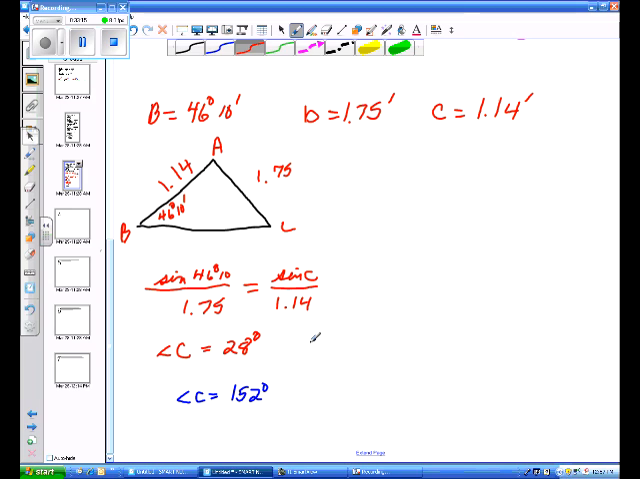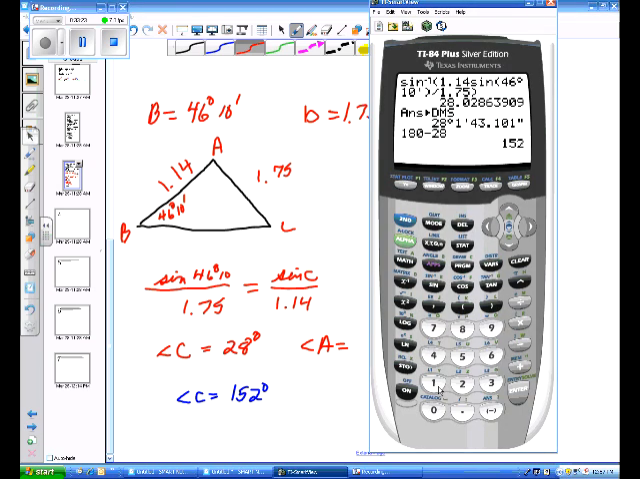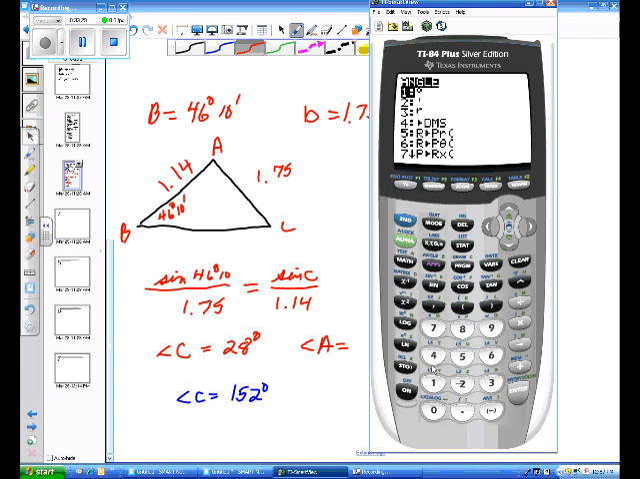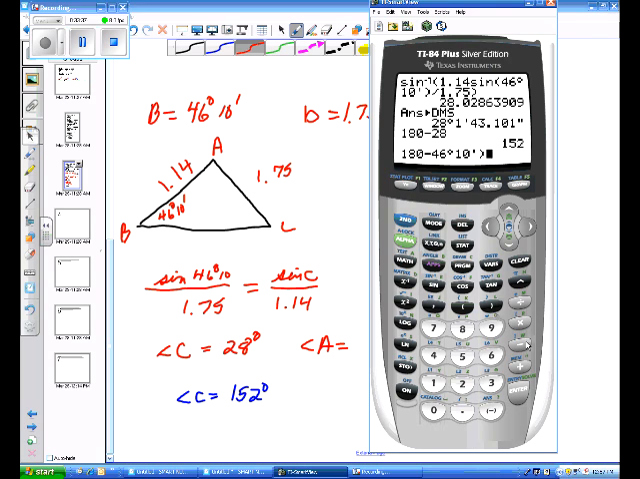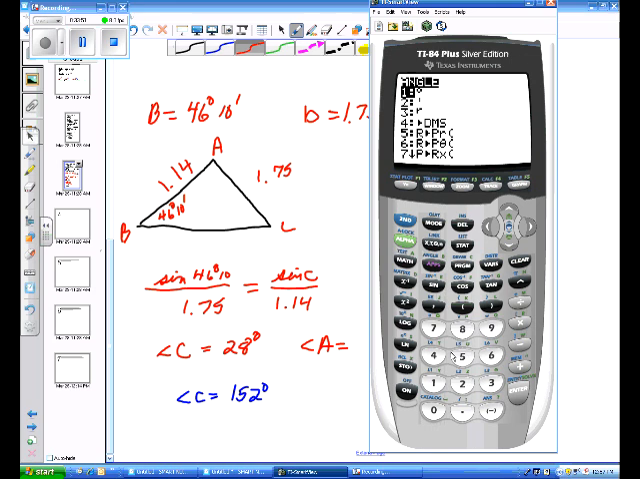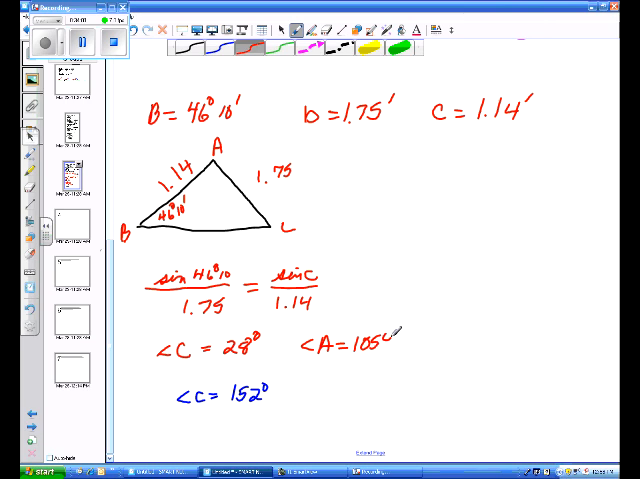So if angle C is 28 degrees, then angle A is 180 minus 46 degrees, 10 minutes, minus 28, which was angle C. And doing second angle number 4, we get 105 degrees, 50 minutes. Okay, and then we solve for side A.